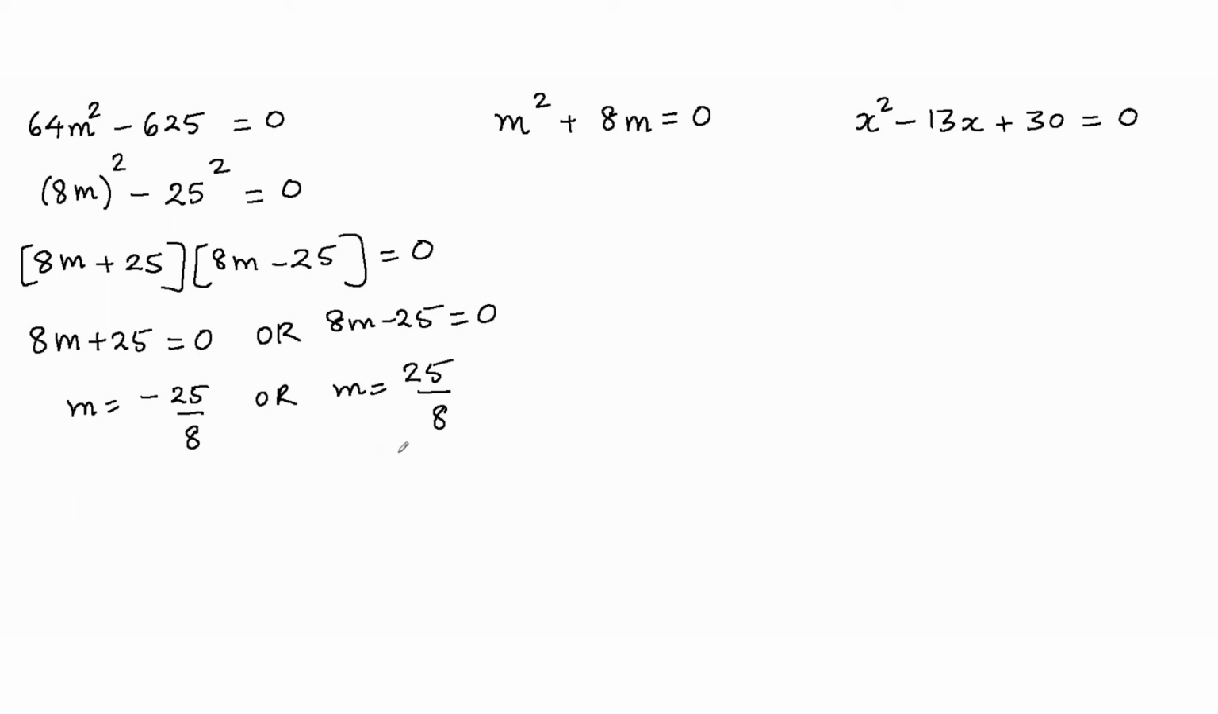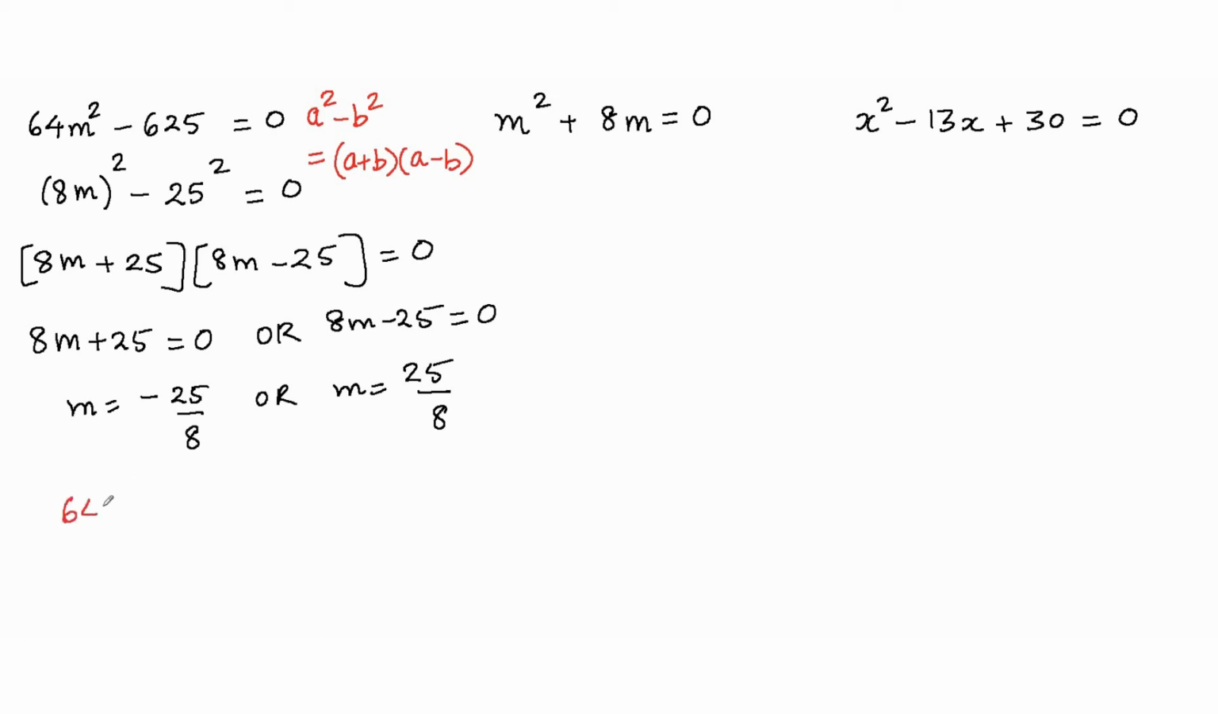So what was the concept that I used in this particular question? The concept used here was a² − b² written as (a + b) multiplied by (a − b), right? So there's another way of solving the same question, which I'm going to show you now.